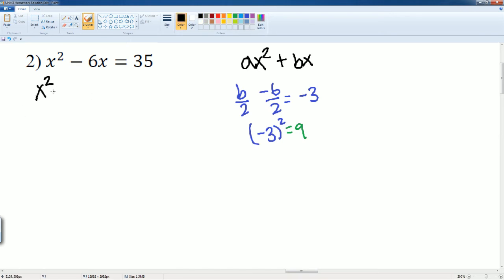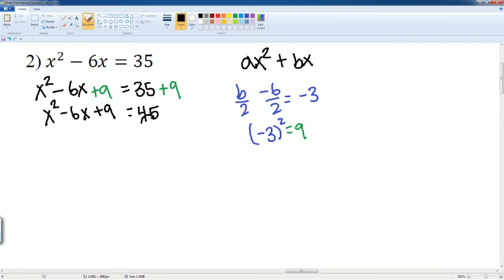So x squared minus 6x is equal to 35. I'm going to add 9 here, and I'm going to add 9 here. This lets us simplify. 35 plus 9 is 45. And this can be just x squared minus 6x plus 9. So I simplify one side, now I can factor the other side. So this just becomes x minus 3 squared equals 45.